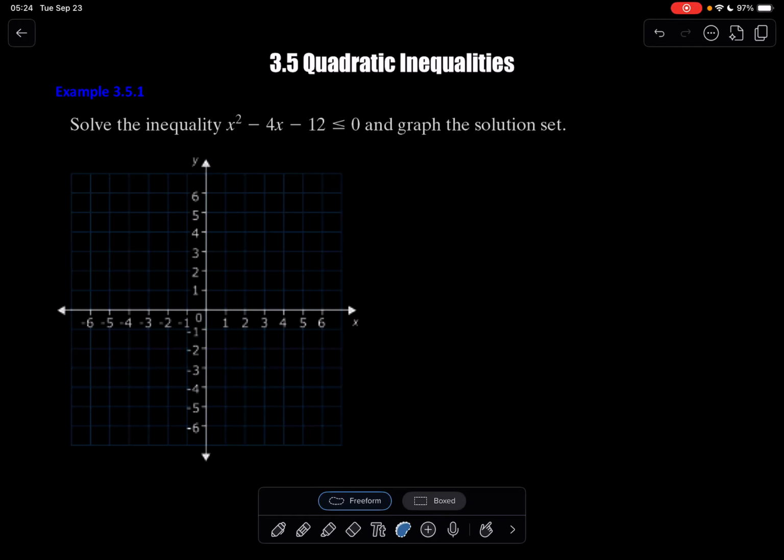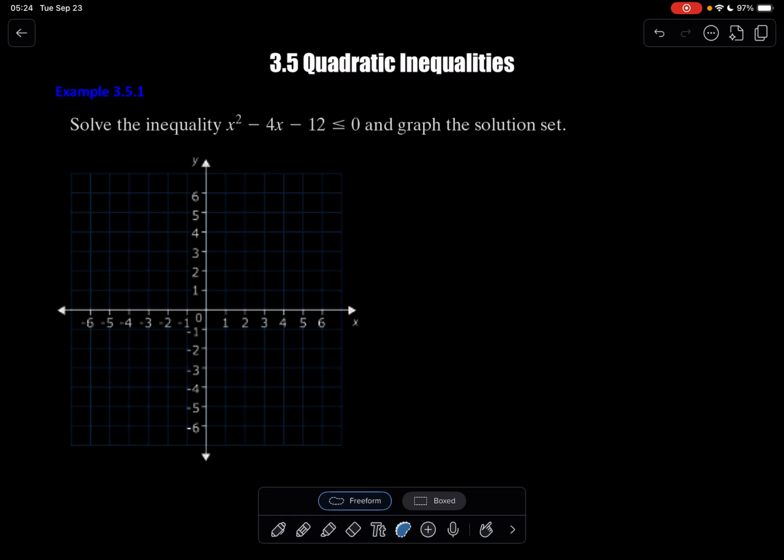Today we're going to talk about quadratic inequalities. We already looked at this a little bit when we looked at the revenue problem, and we said, when is the revenue going to be greater than, I believe it was 675,000. So we've already solved a quadratic inequality. So this says solve the inequality x squared minus 4x minus 12 is less than or equal to 0 and graph the solution set.